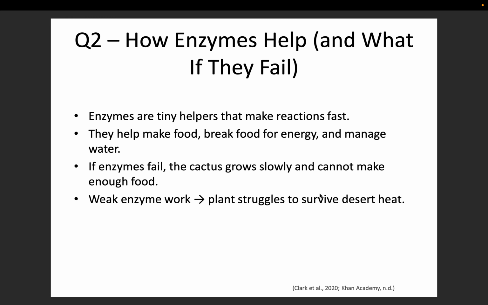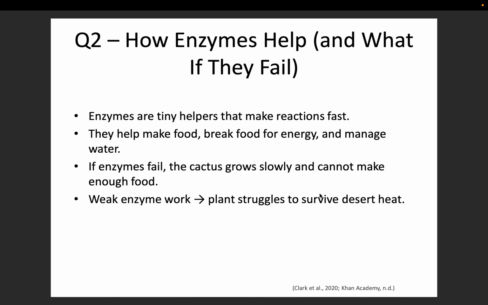Now let's talk about enzymes. Enzymes are tiny helpers inside the cactus. These are special proteins that make chemical reactions happen faster. Think of enzymes like workers in a factory. There, the cactus makes food. They break down food to release energy, and they manage water inside the plant. But what happens if these enzymes don't work properly?